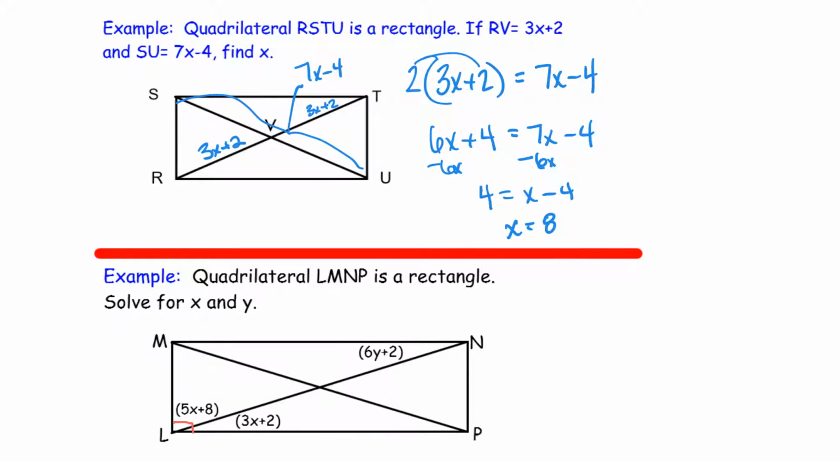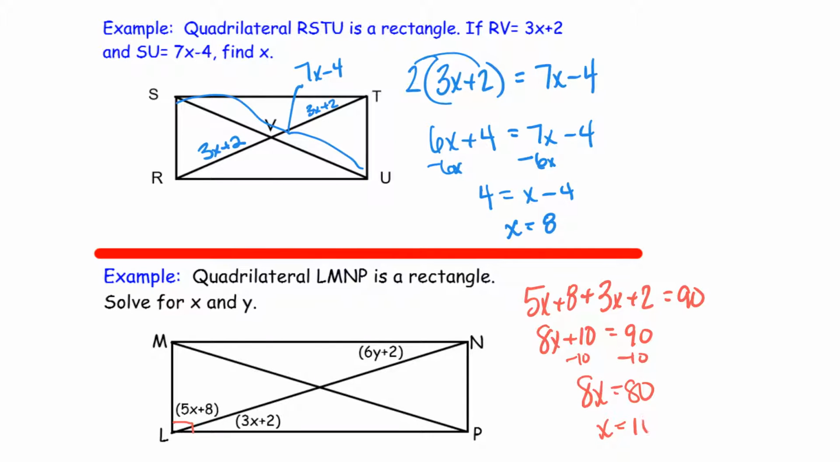So I know that 5x plus 8 plus 3x plus 2 has to equal 90 degrees. Okay, so we're ready to combine our like terms. We have 8x plus 10 equals 90. Subtract 10 from both sides, so I have 8x equals 80. So that gives me x equals 10. All right, so we have x. Now we need to think about y.